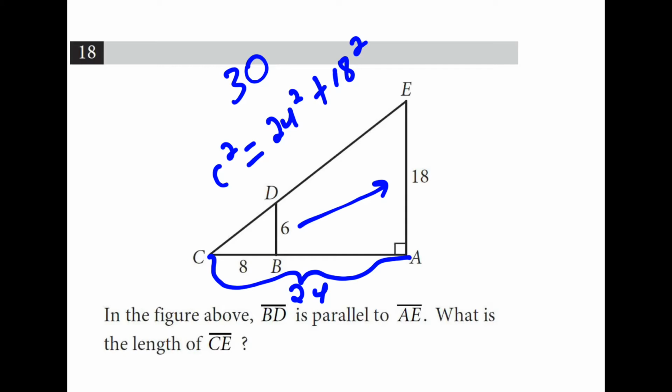We could have done that on a smaller scale and figured out 8 squared plus 6 squared is 10 squared, and then tripled that to get this entire length of 30. Either method would work.